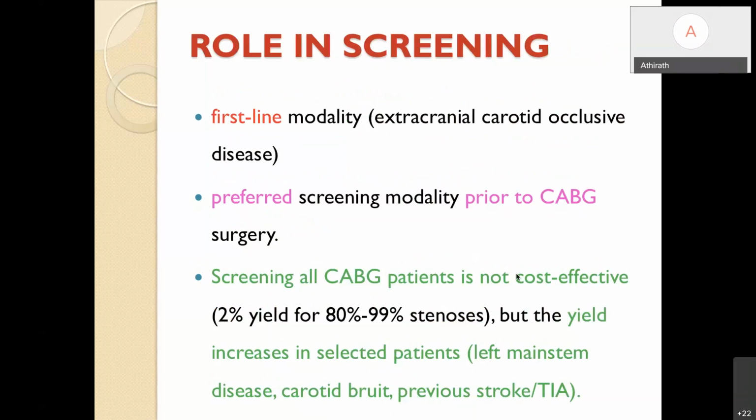Next indication is the role in screening. As such, duplex ultrasound is the most important investigation in screening. It is a first-line modality which is commonly used. Whenever any patient is being taken up for a CABG surgery, you need to perform a carotid Doppler as a screening modality. I'll explain why you need to perform that. But screening all CABG patients is not cost-effective. The yield of this screening can be increased in selected patients who have left main stem disease, carotid bruit, and previous stroke or TIA.